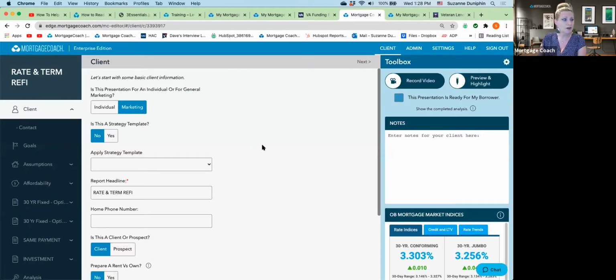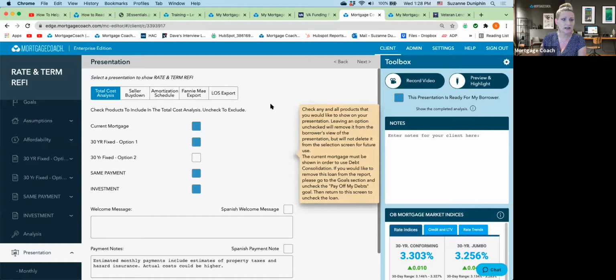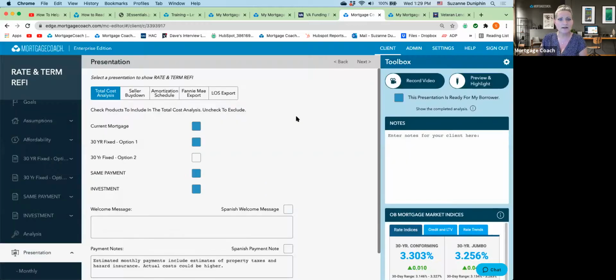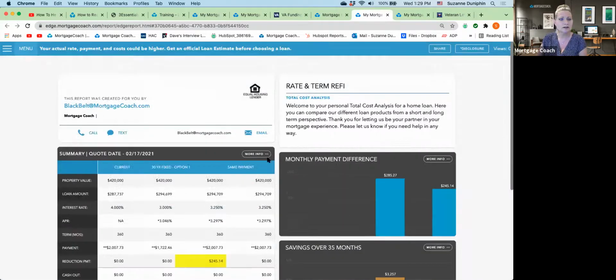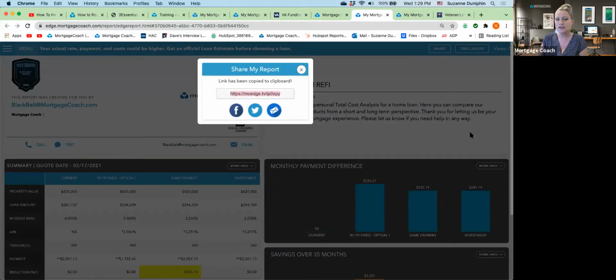Okay, so when we're looking at this rate and term refi, I'm going to go to my presentation. So I'm going to preview. For you guys that are white belts, notice I'm going into my advice engine. I'm clicking on my client record. I can really go to any screen I'd like, and I can preview and highlight to create the presentation, okay? I click OK. All right, this is going to bring up my rate and term refi presentation. I'll share this with you all so you can see it from the borrower's perspective.